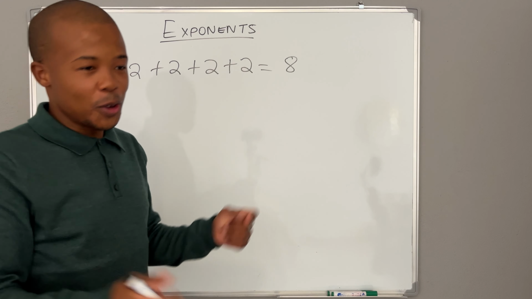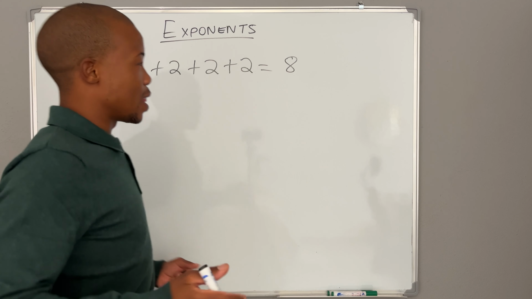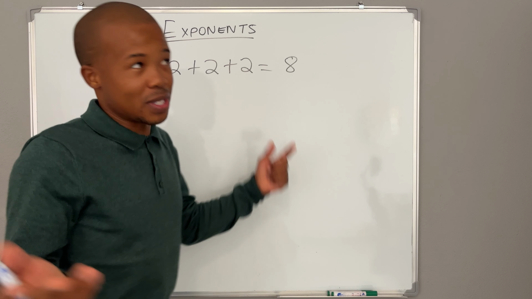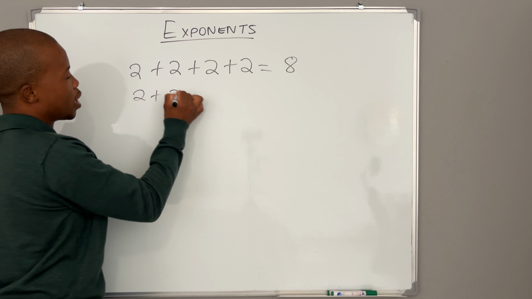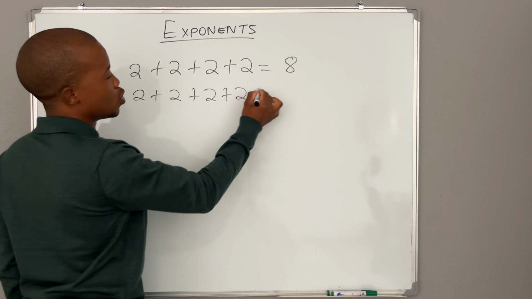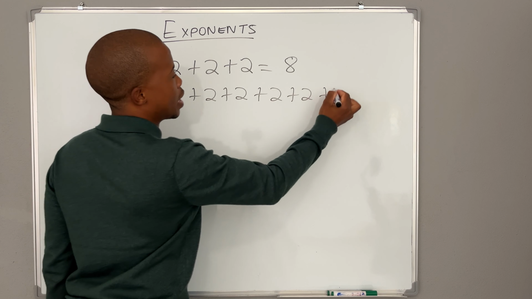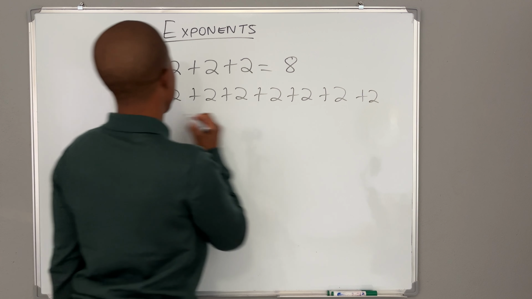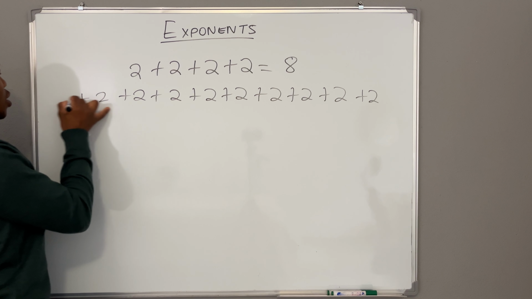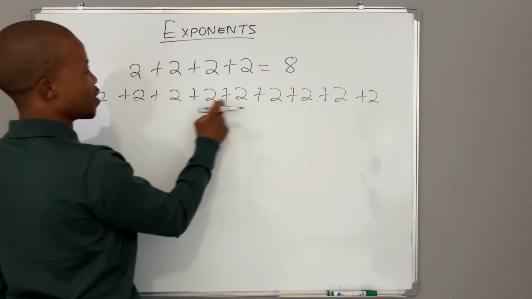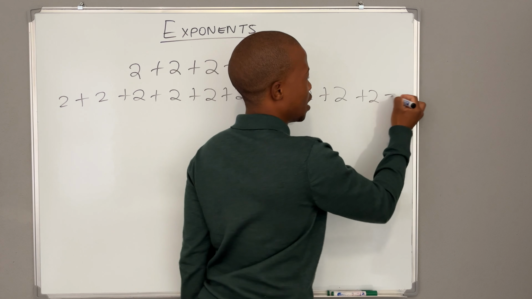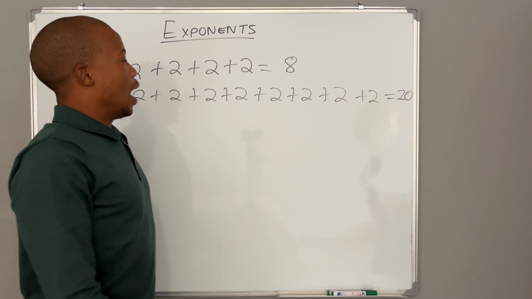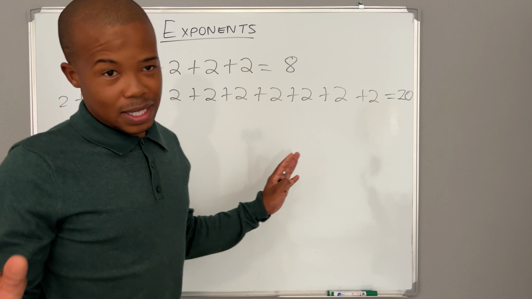Then they give you another task, and they say, okay, 2 must add itself now 10 times, for example. Then you're going to say 2 plus 2 plus 2 plus 2 plus 2 plus 2 plus 2, 1, 2, 3, 4, 5, 6, 7, plus 2 plus 2 plus 2, 8, 9, 10, and then it becomes 20, I believe, isn't it? Okay, you've completed the task, right?